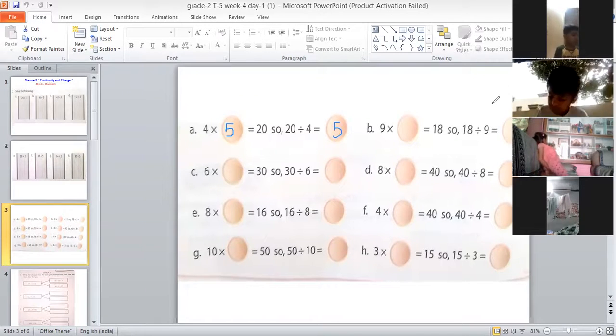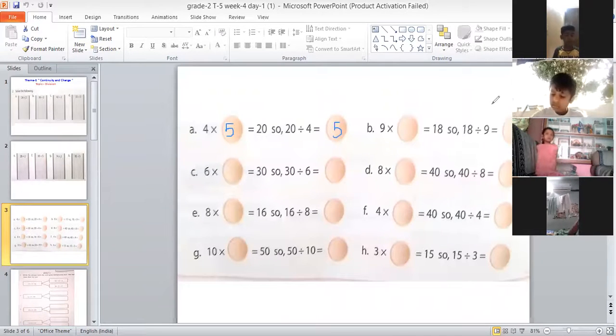Second question. 9 multiplied by dash is equal to 18. So we should multiply 9 with which number so that we'll get 18? 2. Yes, because 9 2s are 18. So we'll be writing here 2.